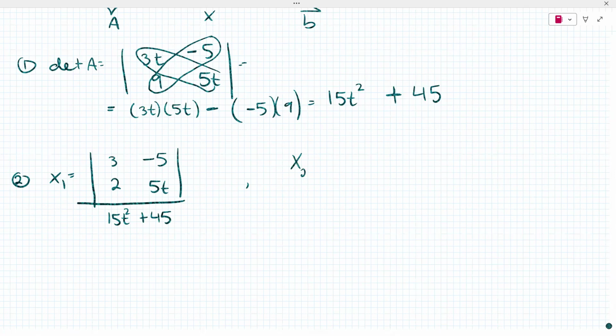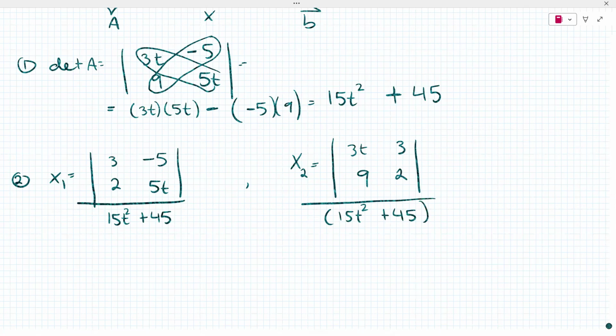Okay, let's do x2. So x2, the 3t and the 9 stay the same. The only difference is you're going to replace -5 and 5t with vector b. So it's going to be 3t, 9, and then you replace this -5 and 5t with vector b, which is 3, 2, all over the determinant of A, which is 15t squared. It's 45.